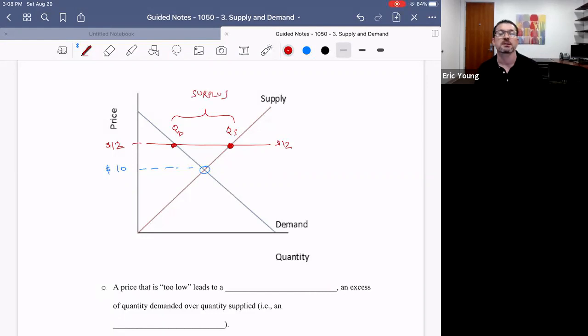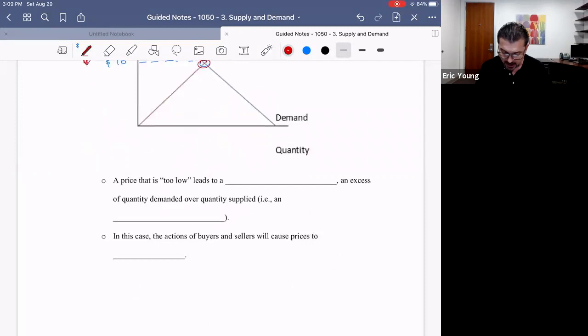is our surplus. But companies can't last if they have surpluses. So out of their own selfish interests, sellers will reduce their prices. And the process of reducing those prices will reduce that surplus. Because as prices go down, the quantity supplied will go down, the quantity demanded will go up, and we will move toward equilibrium. Okay? Let's take another case, the opposite disequilibrium case.